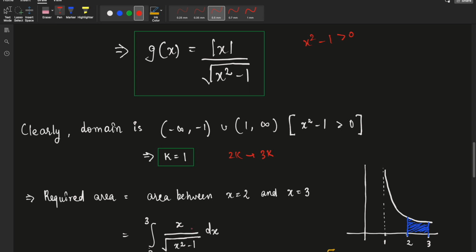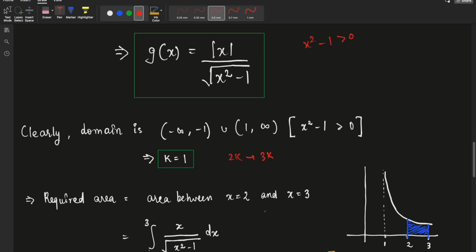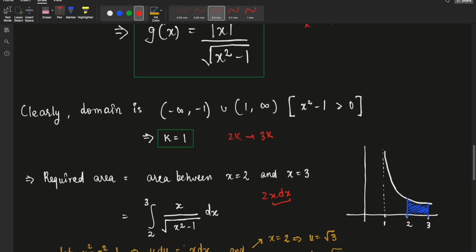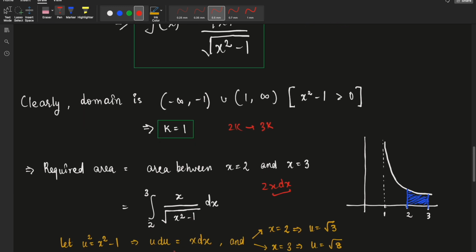Now I think you can clearly see that this can be solved easily by taking some substitution for x square minus 1, because if we differentiate x square minus 1, we get 2x dx, and x dx is there in the numerator. So I'll take the substitution: u square is equal to x square minus 1, so that u du is equal to x dx. I've cancelled the 2 from both sides. So we have the substitution for the numerator, and the denominator will become u. Since it's positive, we don't need to take mod also.